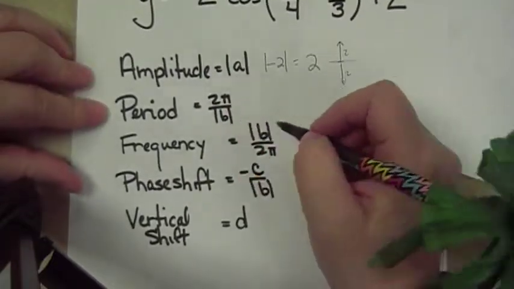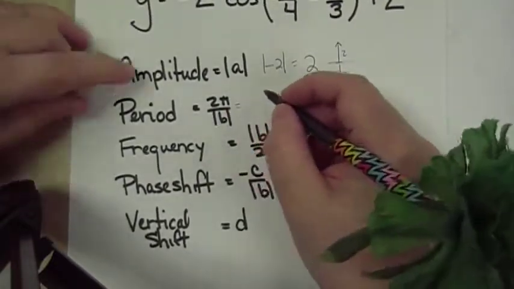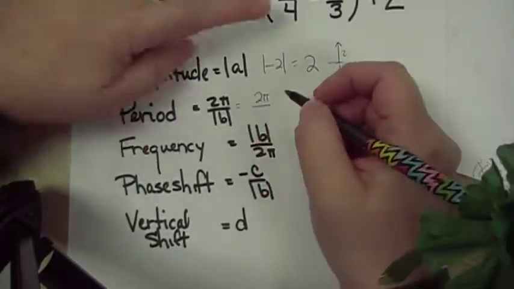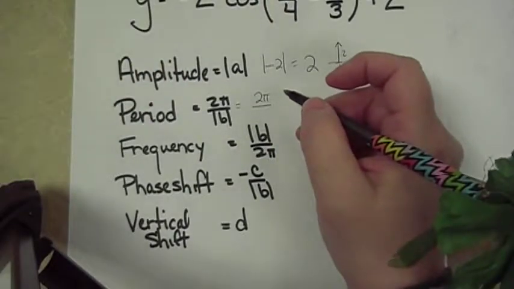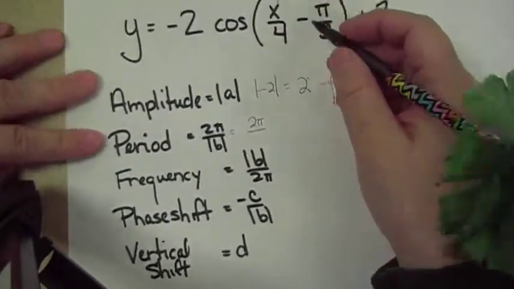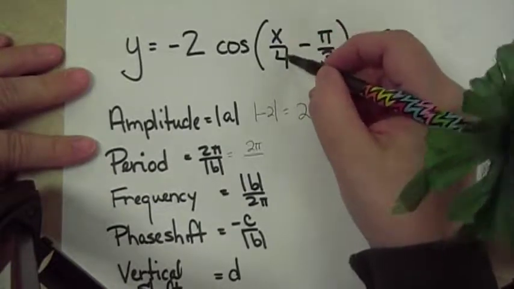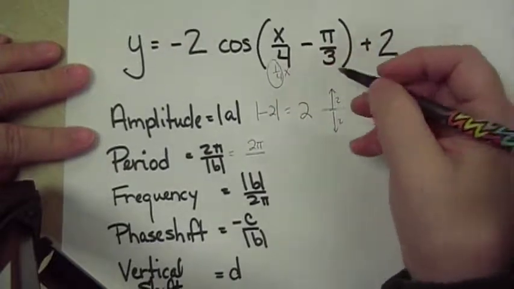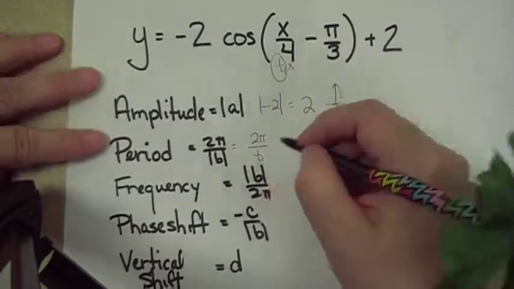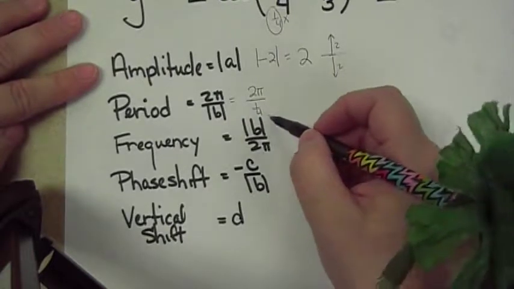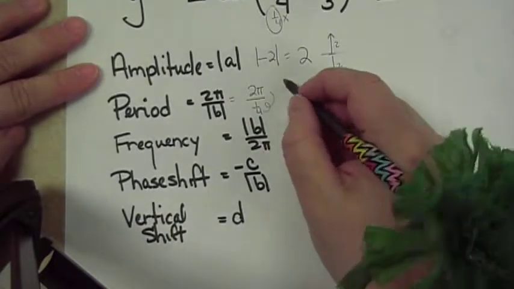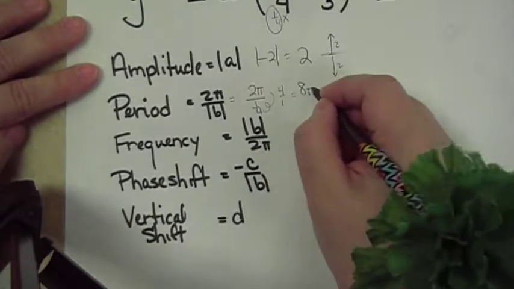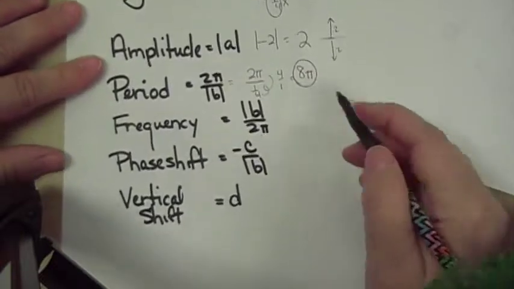Okay, the period, 2 pi over b. b here is the number in front of the x. In this case, I wrote it x over 4, but it's actually 1/4 x. So b is 1/4. If we put that in this equation, 2 pi over 1/4, remember this flips over and becomes 4 over 1. So 2 pi times 4 over 1 is equal to 8 pi. So that's the period length.